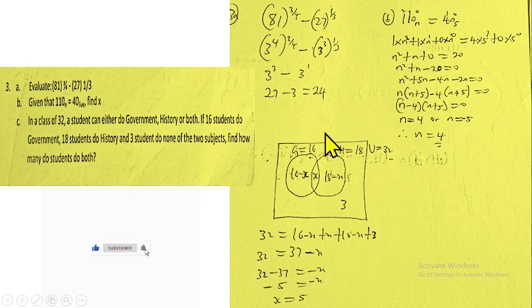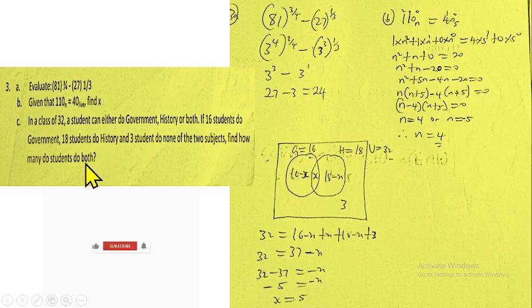So what do you do? Draw a Venn diagram. The answer is 32. So 16 students do government. So in government we have 16 elements. Then 18 students do history. In history we have 18 elements as well. 3 students do none of the subjects, so that should be outside the circle, but inside the box. They are the students that are idle.